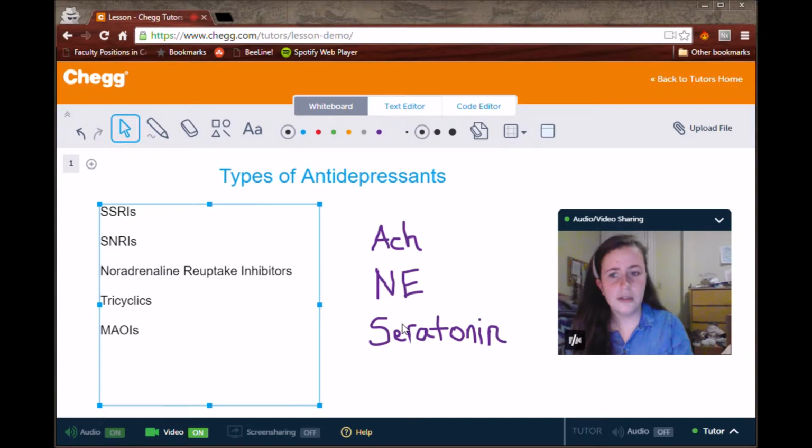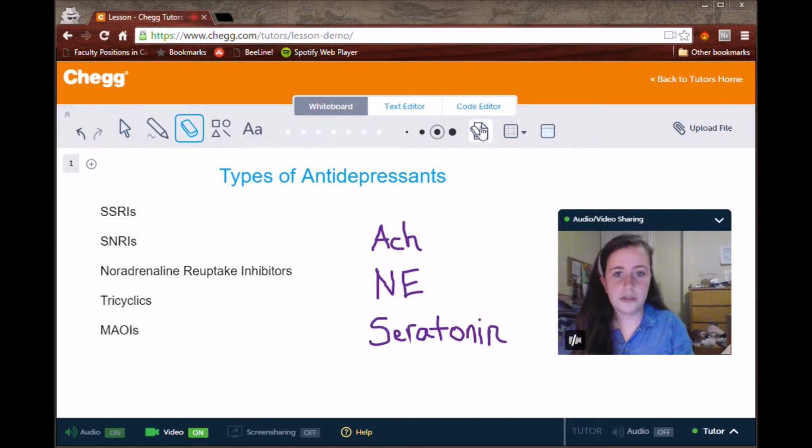So if you have too much acetylcholine, even if you had enough serotonin or norepinephrine, you might still run into some problems. So what all types of antidepressants have in common is that they work to restore the balance in your brain between acetylcholine, norepinephrine, and serotonin. And there's a couple different ways that we can do that.